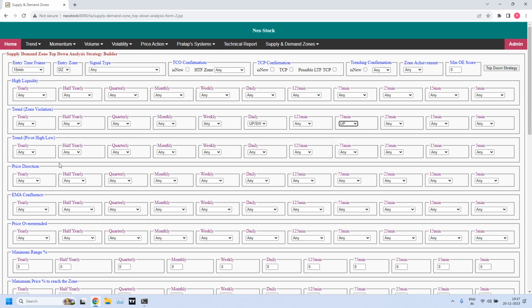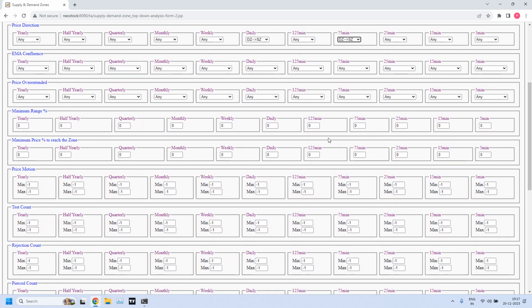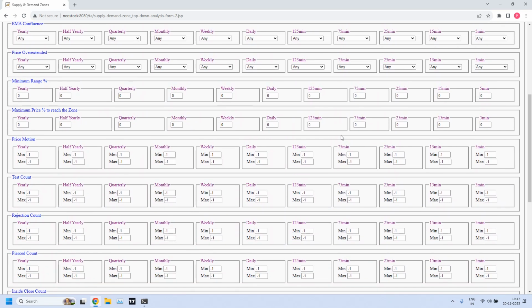And what about the price direction? On daily, prices should travel from demand zone to supply zone because it is a bullish setup. And 75 minutes also demand zone to supply zone for our first report. And the pierced count we have to set for the 15 minutes time frame. So for pierced, 0 and 0, pierced count 0 and 0.